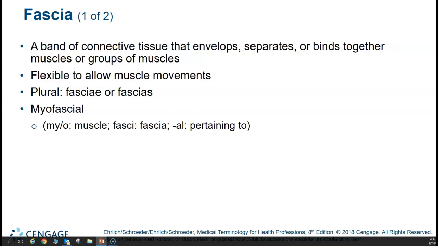And so the fascia is the first that we're going to be talking about. And this is a band of connective tissue that either separates or binds together different types of muscles or groups of muscles. So when we look at the term myofascial, we're going to start at the end just like we do, and then we're going to go to the beginning of the word and read across. So we would define myofascial as pertaining to the muscles and the fibers and the fascia.